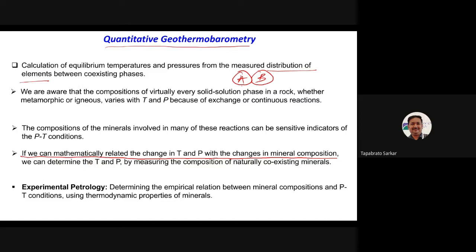And in a rock, when we see some mineral pairs coexisting with each other, that is the time when the rock formed, and ultimately what we get is the pressure temperature conditions of formation of that rock. Okay, so that's the background for quantitative geothermobarometry. Any questions from here?